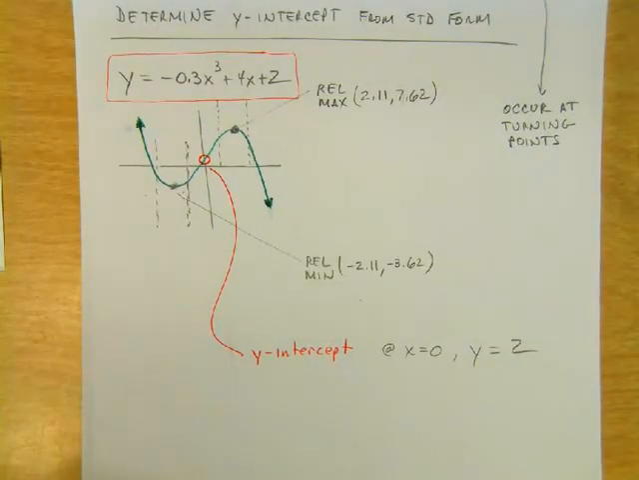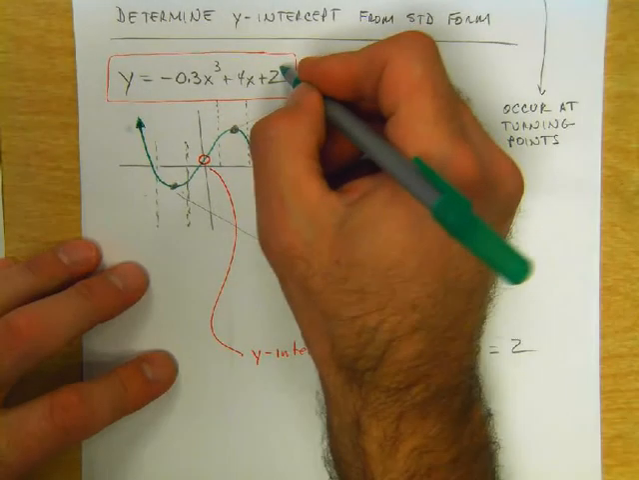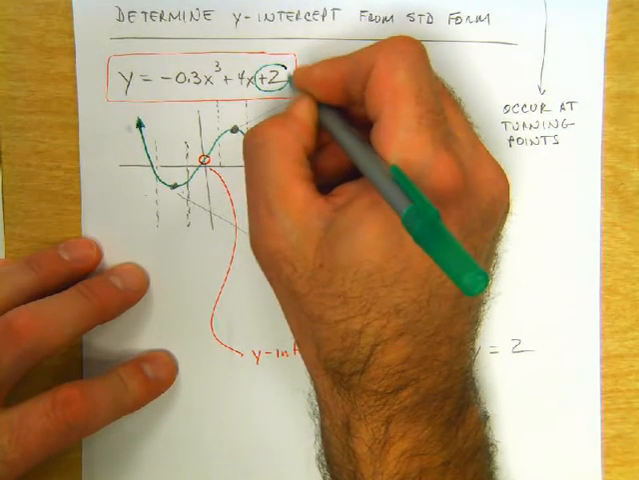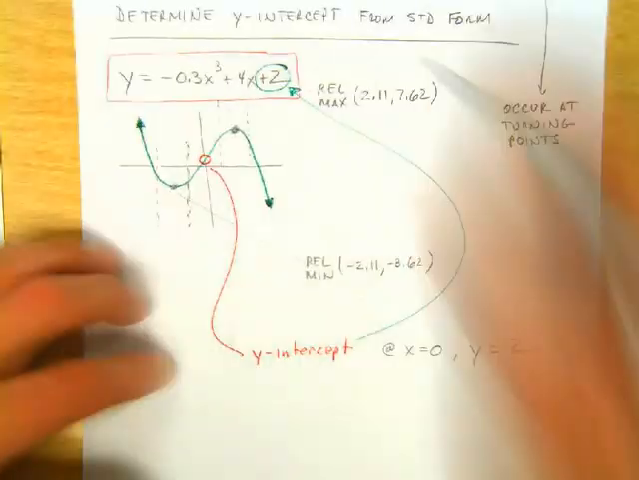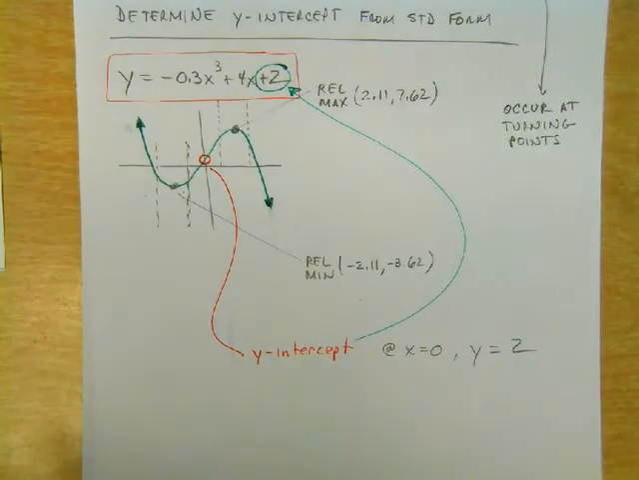The y-intercept is always the constant term in the polynomial. It always works like that.